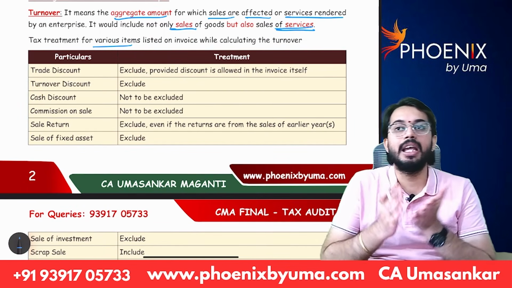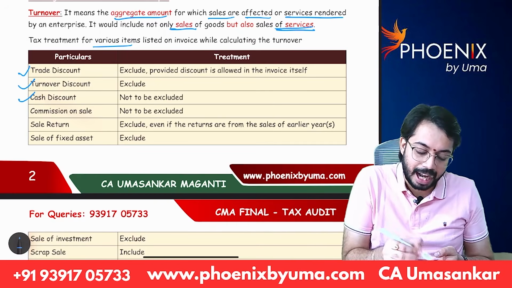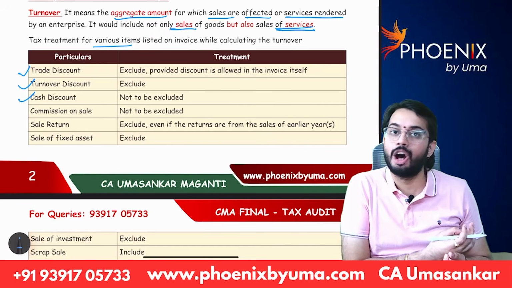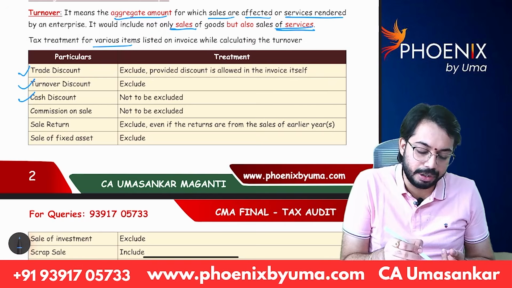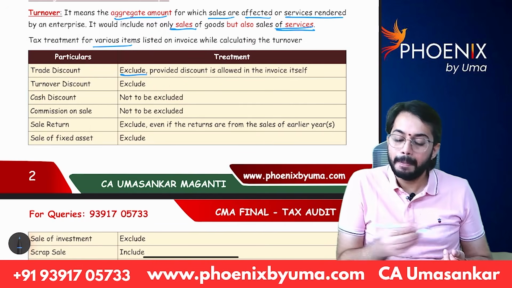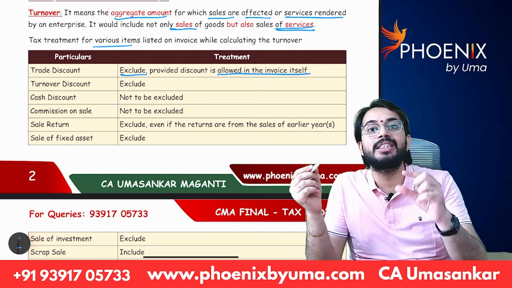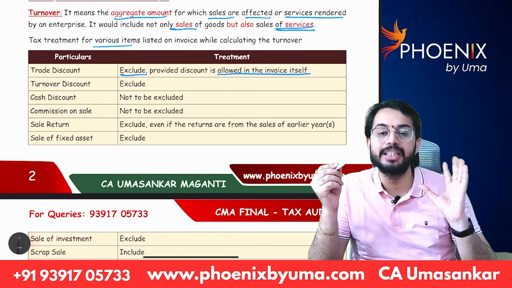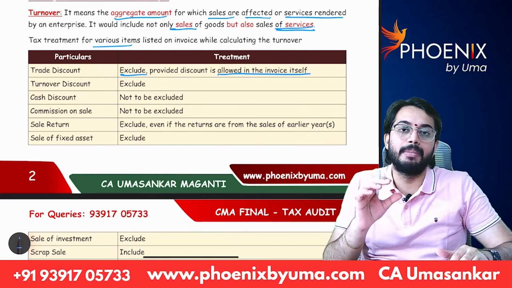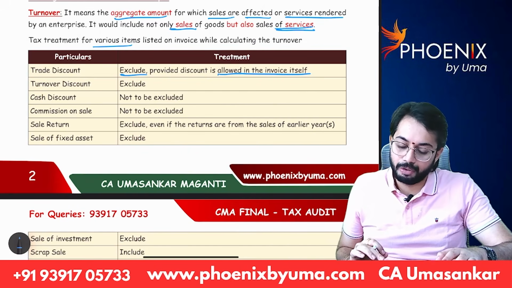See, in invoice various items are there: trade discount, turnover discount, cash discount, commission. Sir, whether these are to be included in turnover or not. If any trade discount is given, trade discount is to be excluded provided discount is allowed in the invoice itself. So trade discount should be clearly mentioned in the invoice. If trade discount is clearly mentioned in the invoice, then trade discount amount you will exclude in calculation of turnover.